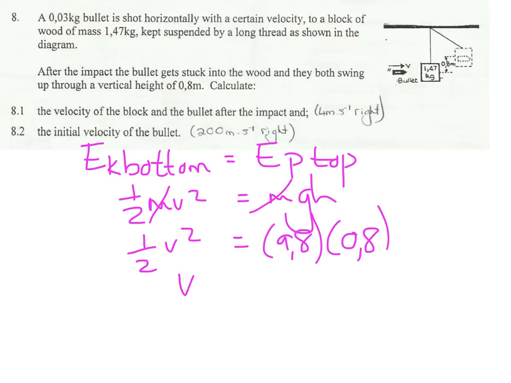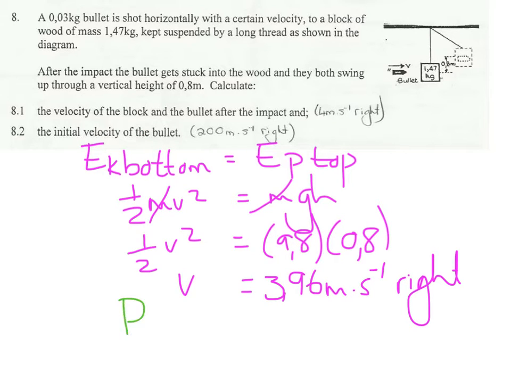And therefore, when I square root and everything, I land up with 3,96 meters per second, and it's going to go towards the right. It's about 4 meters per second, close enough. The initial velocity of the bullet, I now need to look at conservation of momentum. So the momentum before the collision is equal to the momentum after the collision.